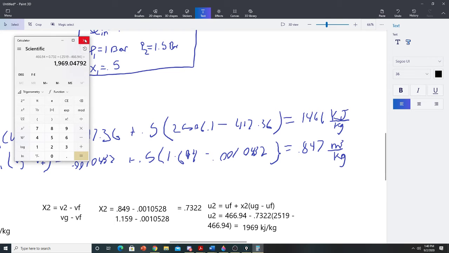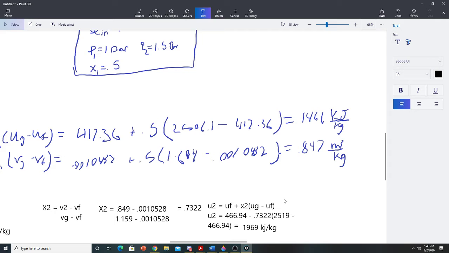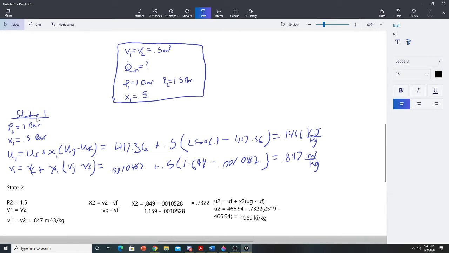All right, let's get rid of that. So 1969. So right now we now have all of the information that we need. We have specific volume 2. We have internal energy 2. We have volume 1, internal energy 1. We have all of this stuff. We have now solved everything we could possibly find, right?